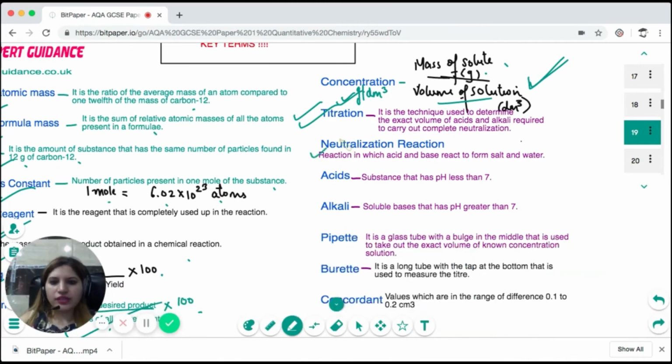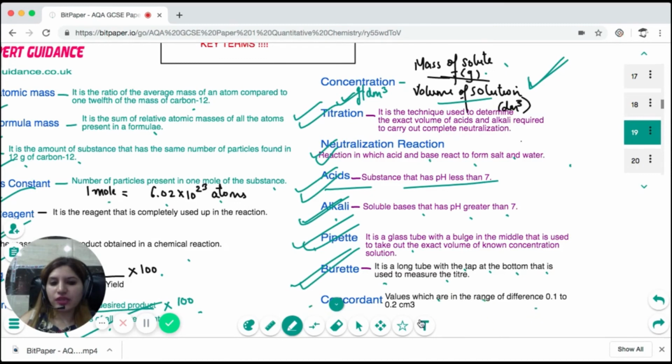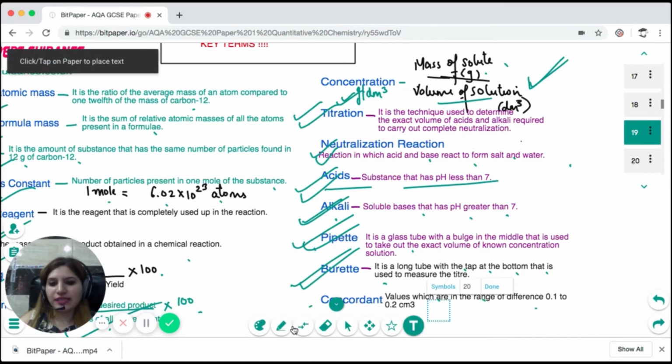A neutralization reaction is one in which acid and base react to form salt and water. Acid is a substance that has pH less than 7. Alkalis are soluble bases that have pH greater than 7. Pipette is a glass tube with a huge bulb in the middle that is used to take out the exact volume of known concentration solution. Burette is a long tube with a tap at the bottom that is used to measure the titre, and concordant values are values in the difference range of 0.1 to 0.2 cm cube.